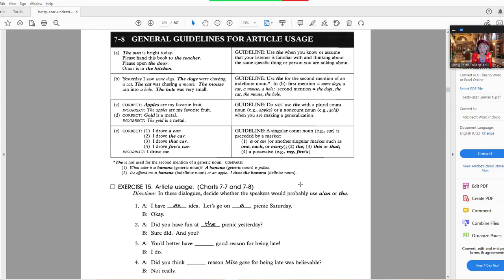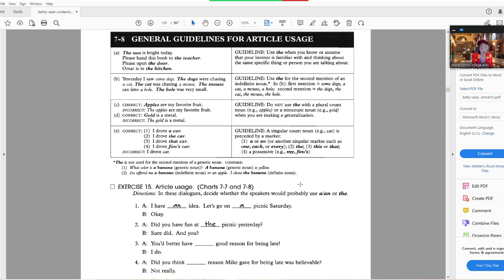Use the when you know or assume that your listener is familiar with and thinking about the same specific thing or person you are talking about. And use the for the second mention of an indefinite pronoun.